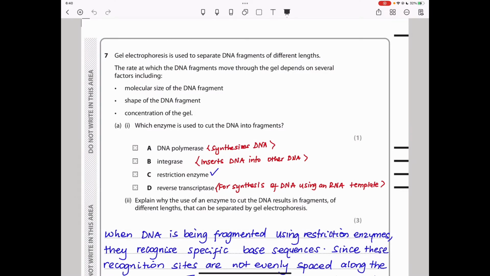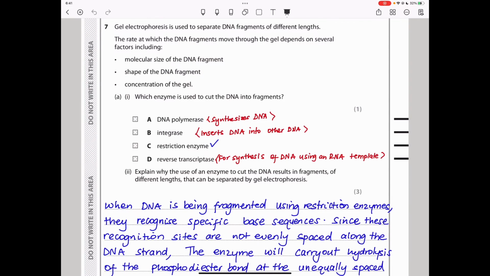Question 7, gel electrophoresis is used to separate DNA fragments of different lengths. The rate at which the DNA fragments move through the gel depends on several factors, including the molecular size of the DNA fragment, the shape of the DNA fragment, and the concentration of the gel. So all these are going to determine how the fragment moves through the gel. So part A1 says, which enzyme is used to cut DNA into fragments? The enzyme is called a restriction enzyme.